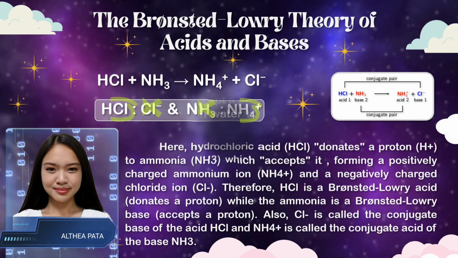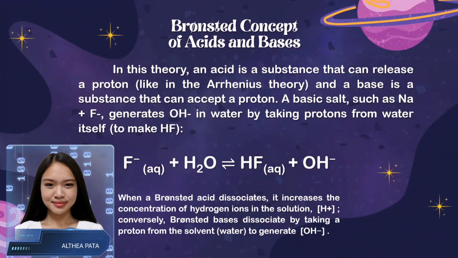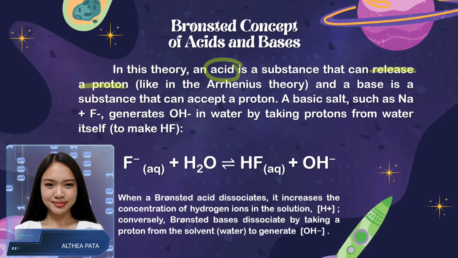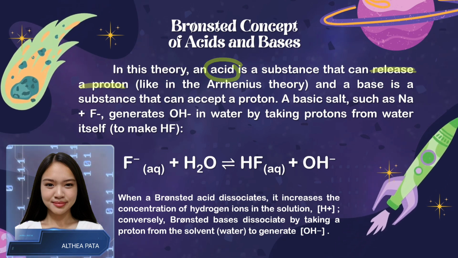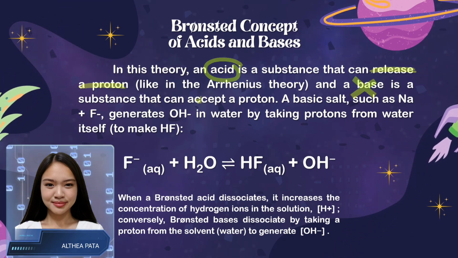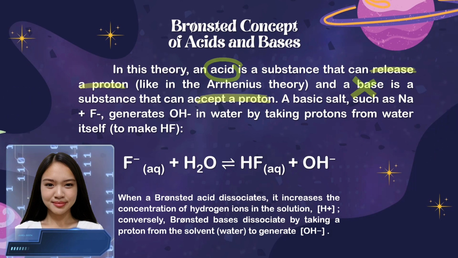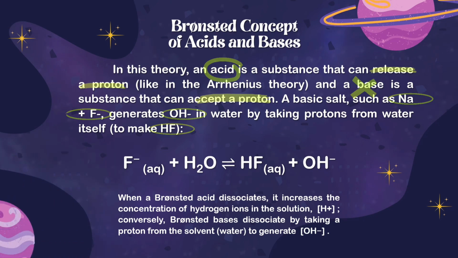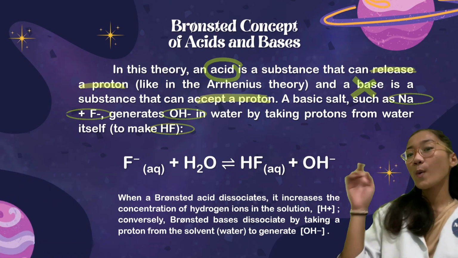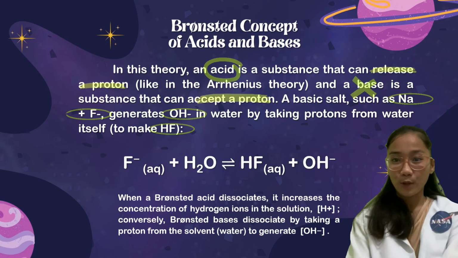However, let us voyage to another example. In this theory, an acid is a substance that can release a proton like in the Arrhenius theory, and a base is a substance that can accept a proton. A basic salt such as sodium fluoride generates hydroxide ions in the water by taking protons from the water itself to make hydrogen fluoride. Impressive, Thea! Going back here, we have the examples.